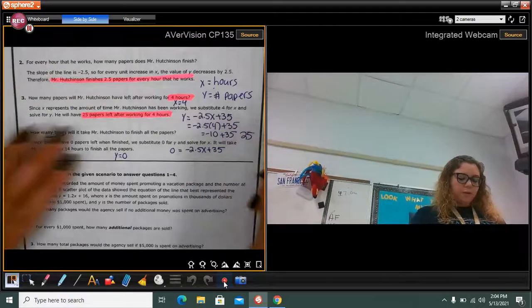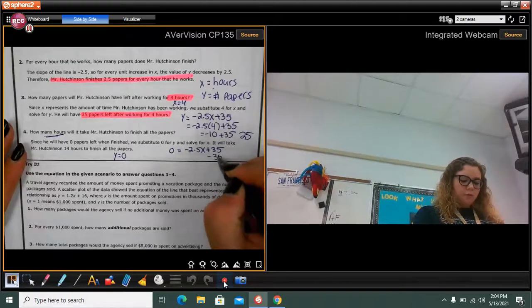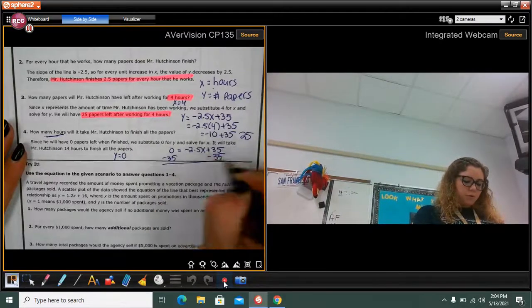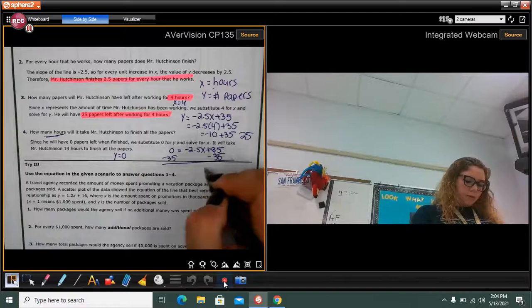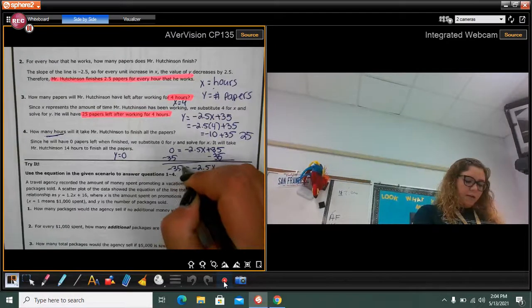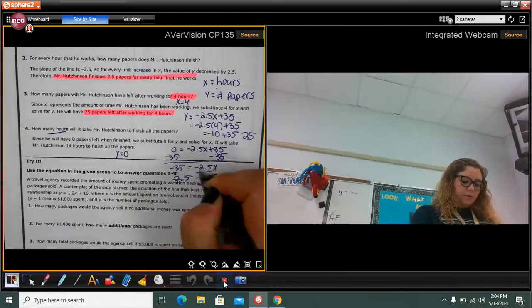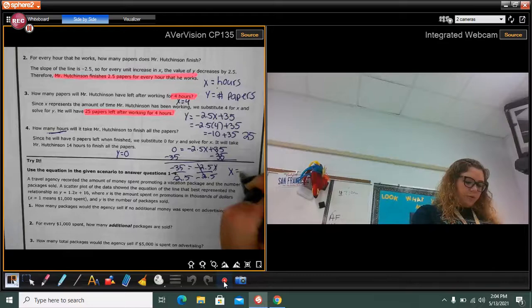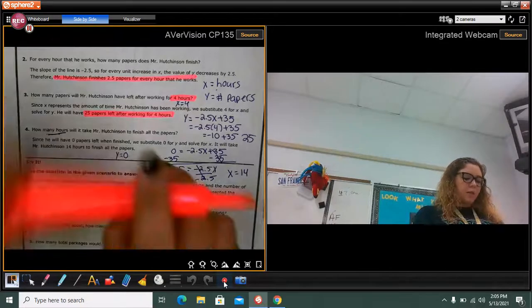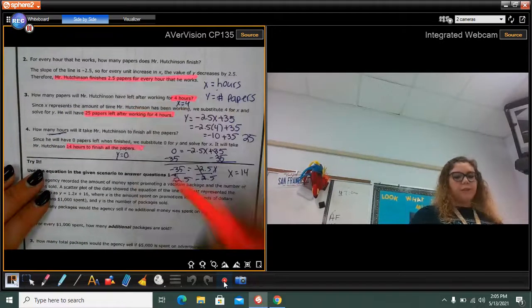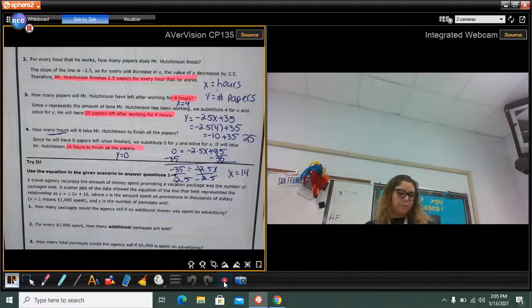Move this 35 over. Left with negative 2.5x equals negative 35, divided by negative 2.5, and I'm going to get x equals 14. So it's going to take him 14 hours to finish grading all papers.